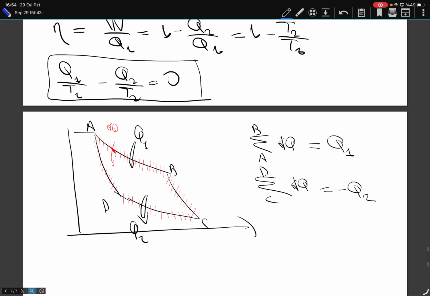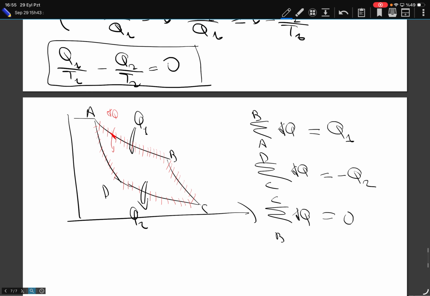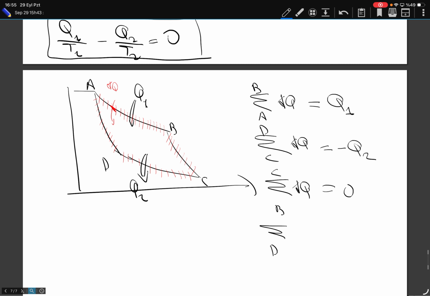dQ is the heat given to the system. If the system is giving heat outside, then dQ is negative. And Q2, I defined that heat to be a positive quantity, the positive amount of heat the system gives outside, that corresponds to minus Q2 heat given to the system. And as I go from, let's say, B to C, you see B to C is adiabatic. There's no heat exchange. So dQ is 0. And similarly, as I go from D to A.